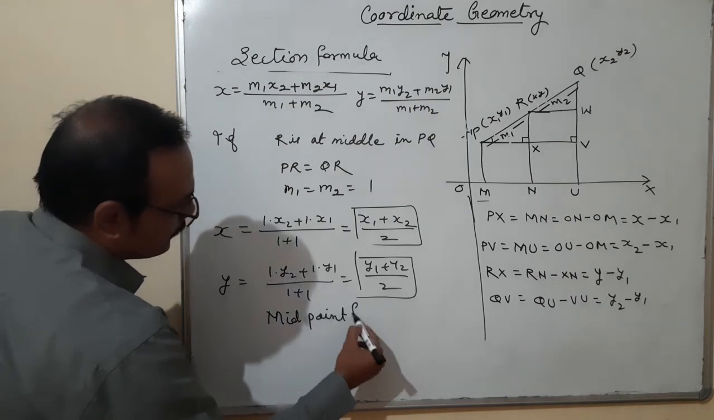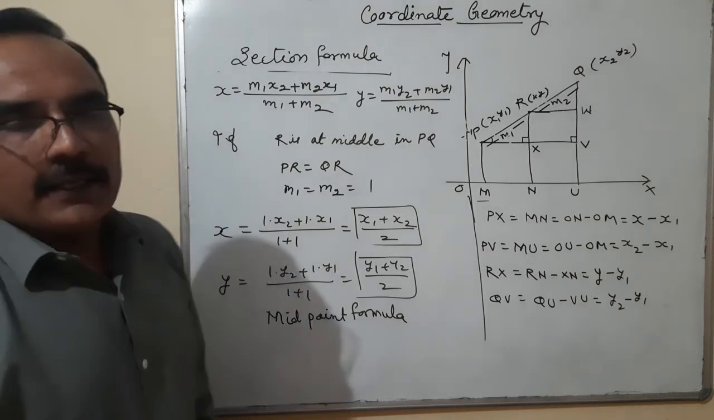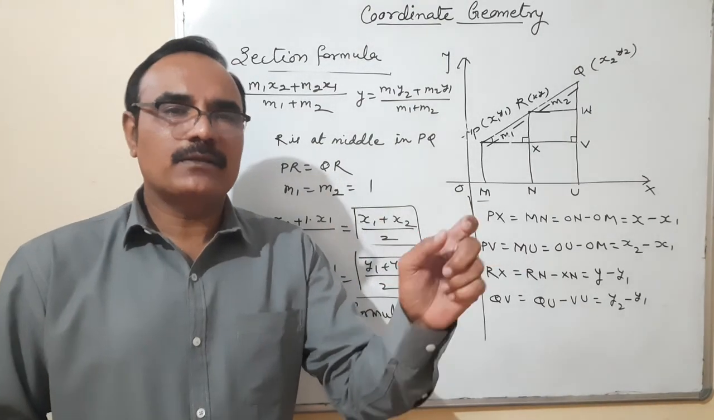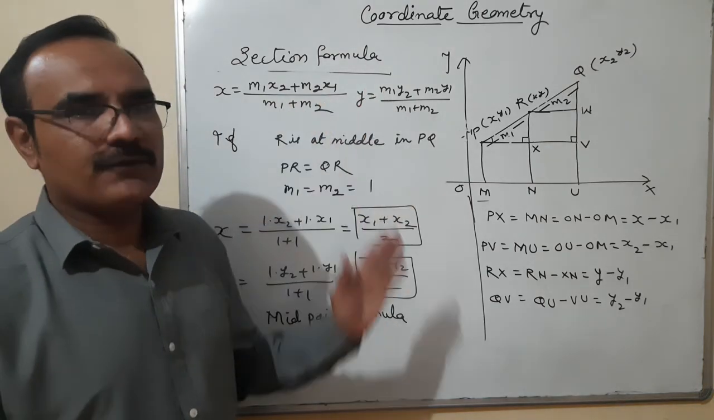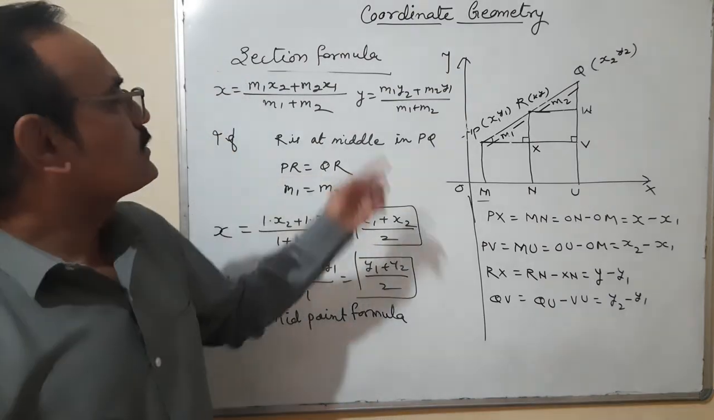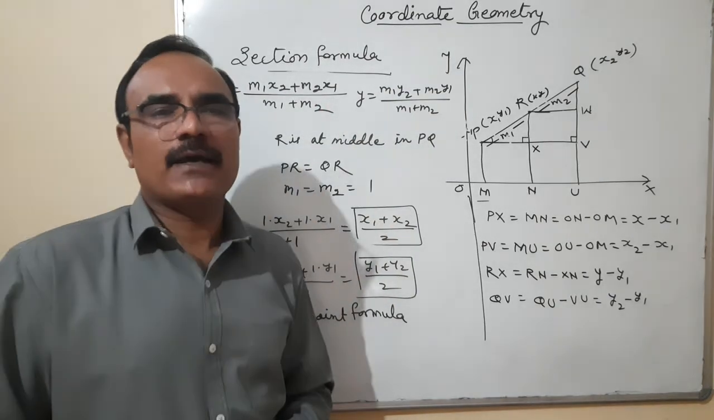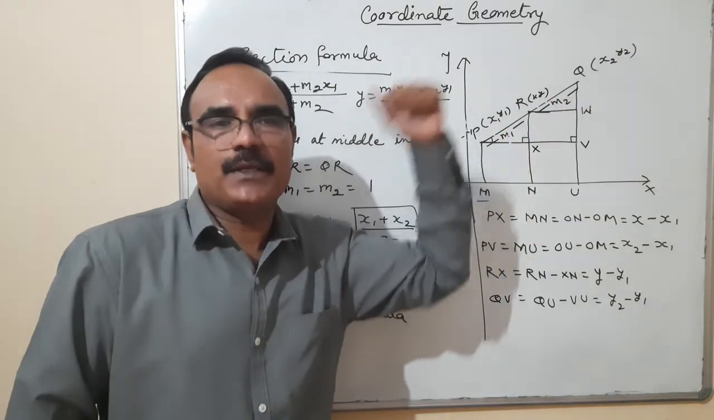Midpoint formula. What does it mean? If the point lies at the middle between these two points, then rather than using this directly, we can use (x1 plus x2) upon 2 and (y1 plus y2) upon 2. So this is the section formula which I have found for internally. Internally means R is inside PQ.